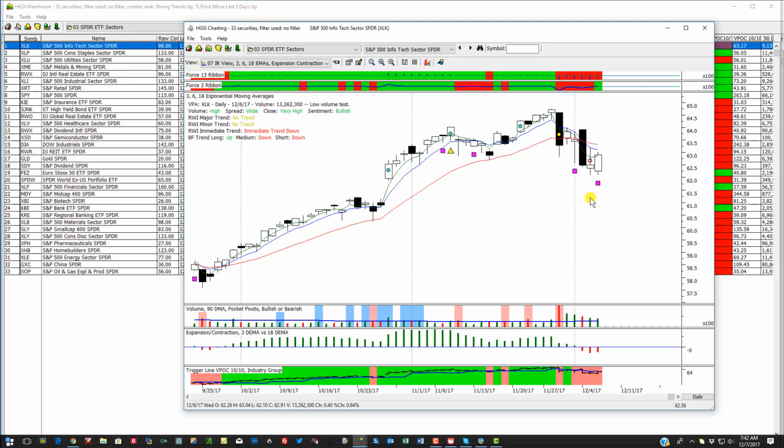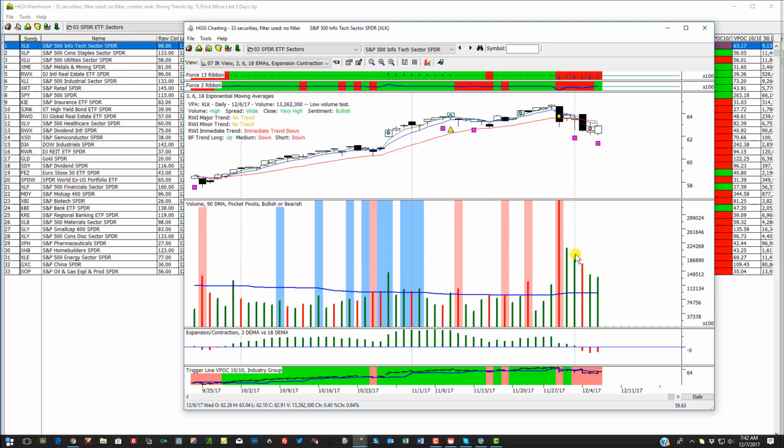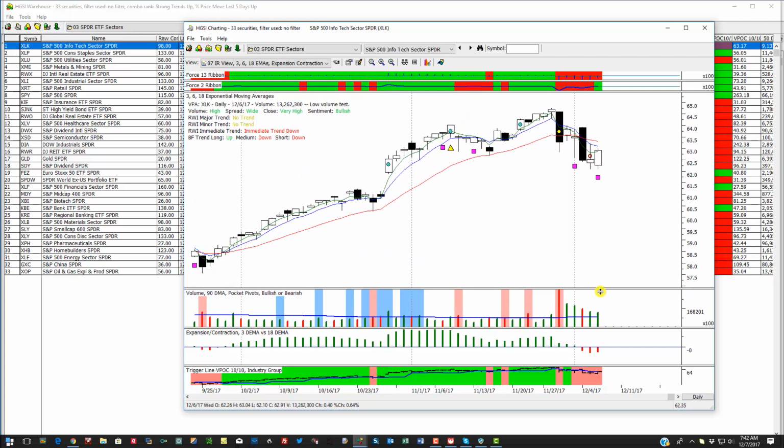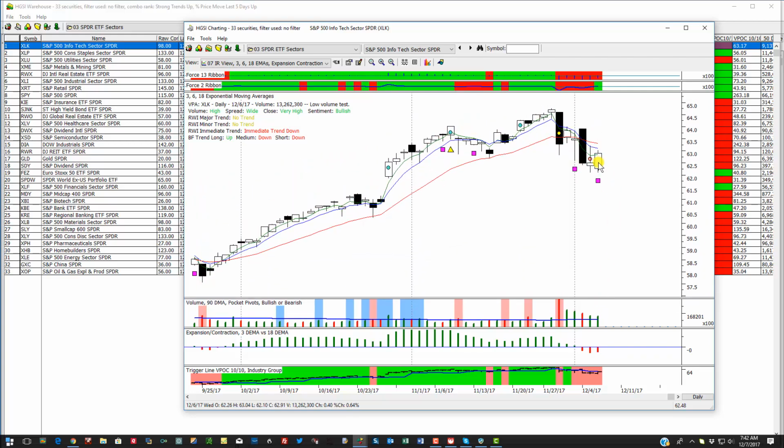So why is this a low volume test? Because if you look down here and compare the volume, you can see that this volume is much lower than the prior days, but yet the ETF closed near its daily high.